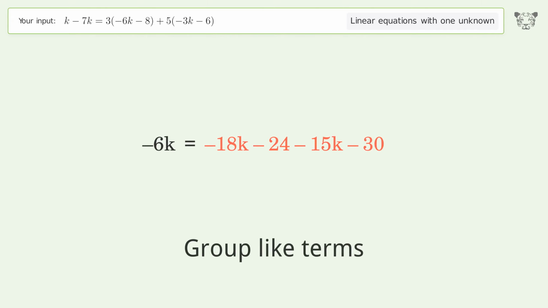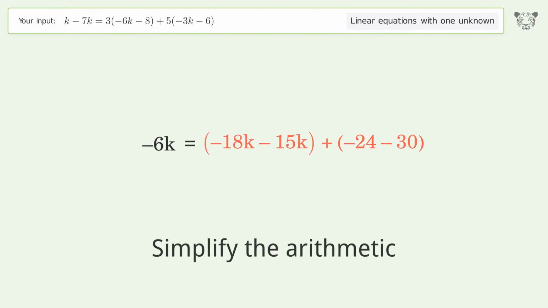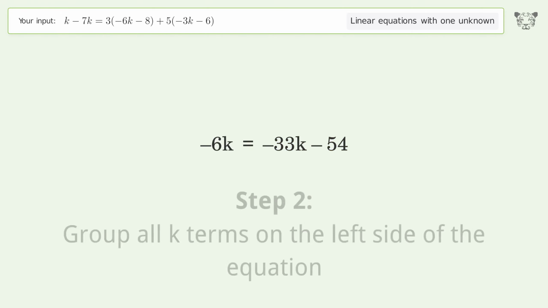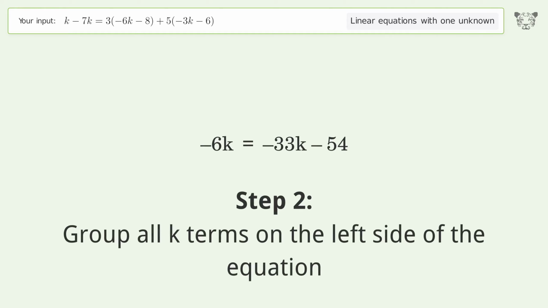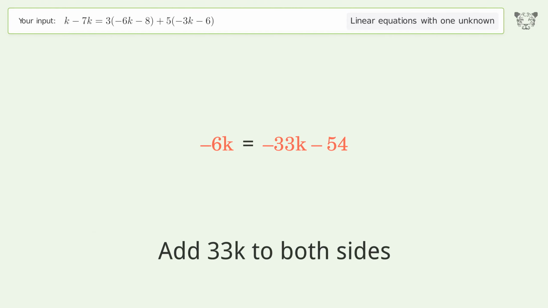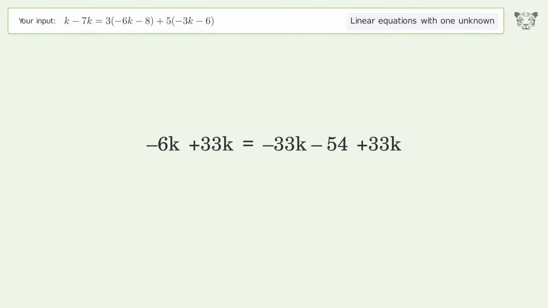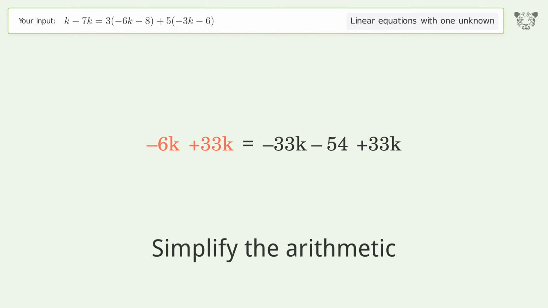Group like terms. Simplify the arithmetic. Group all k terms on the left side of the equation. Add 33k to both sides. Simplify the arithmetic.